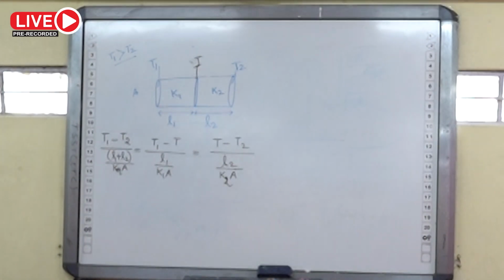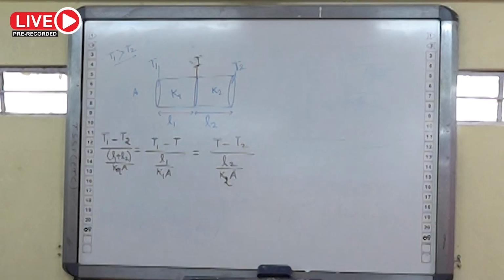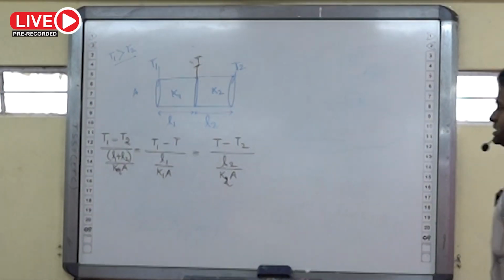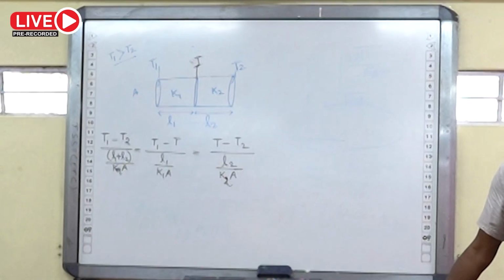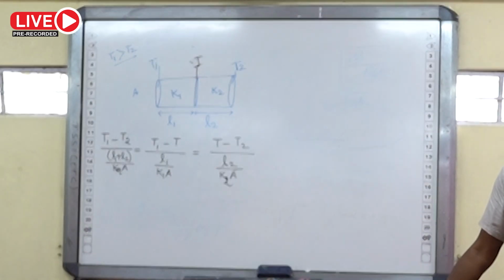Then thermal current for that single equivalent slab will be (T1 minus T2) divided by (L1 plus L2), that is total length, divided by K equivalent into A. Then we have to find the expression for K equivalent, that is called the equivalent conductivity. Okay. First see this one.